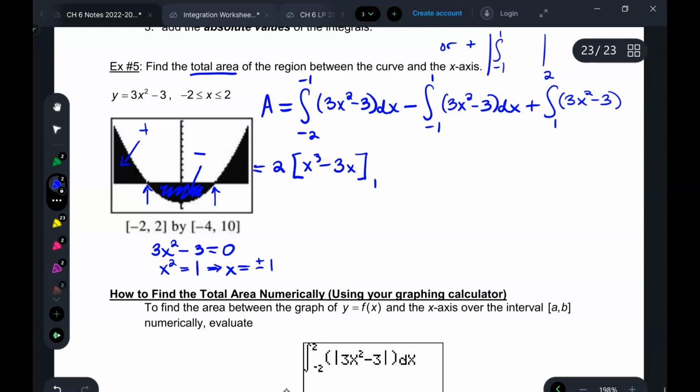And you know what? I'm actually going to evaluate from 1 to 2 instead of negative. Remember how I had mentioned these two are the same area? So I'm just going to double the antiderivative, and I'm going to use 1 to 2 because it's easier to evaluate positive. You're less likely to mess up with positive numbers than negative. So there are some little shortcuts that I want you to recognize here. And then this one's going to end up being the same, x cubed minus 3x, evaluated from -1 to 1.